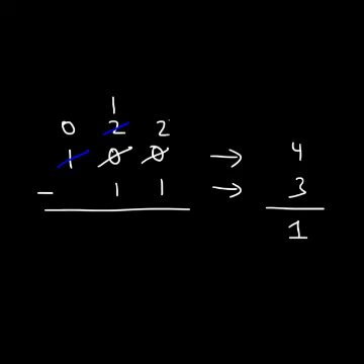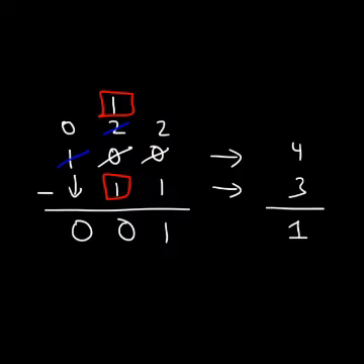So now we can subtract. 2 minus 1 is 1. And then if you do 1 minus 1, that will give you a 0. And you can bring down the other 0 if you want. So 0, 1, 1 is equivalent to just 1.